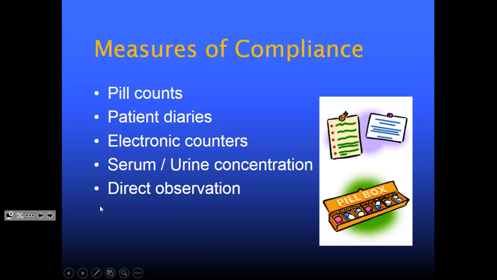The problem with doing serum urine concentration is drugs don't properly fully correlate. It's very difficult to anticipate if someone's compliant or not based on what their level is. It's not like if they take their pill at 8 o'clock every day they're going to have a level of 8, and if they take it every other day, they're going to have a level of 4. That's not the way things work. So serum urine concentrations are not typically used.